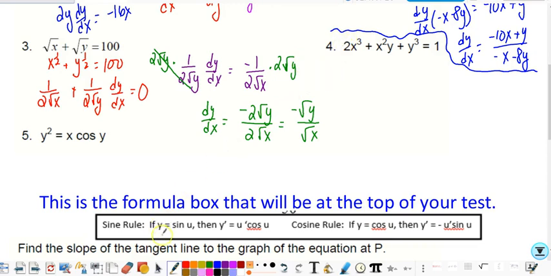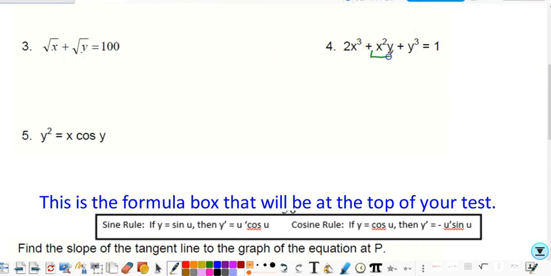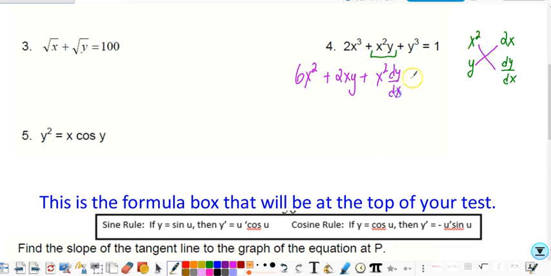All right, number 4. We've got a product rule in the middle again. So here's our product rule between x squared and y. So individually taking the derivatives. So starting with the first term, got my power rule. And I've got my product rule, so y times 2x plus x squared times dy dx. Power rule again. Derivative of 1 is 0. A lot going on here.